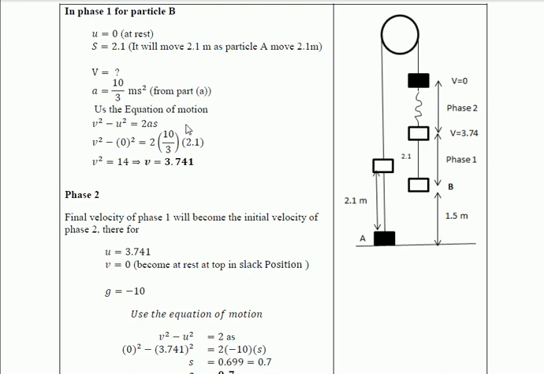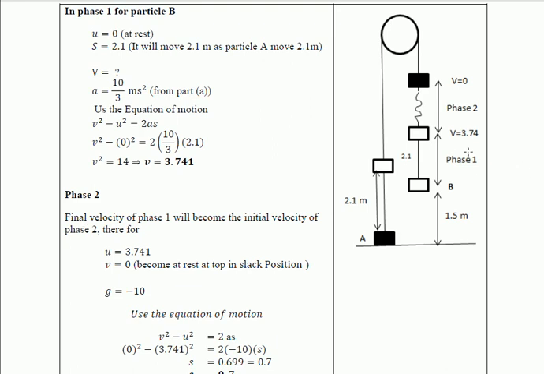By using the equation of motion, v squared minus u squared equals 2as. By putting in the values, we get v equal to 3.741 in phase 1. In phase 1 we have calculated the value of the velocity.